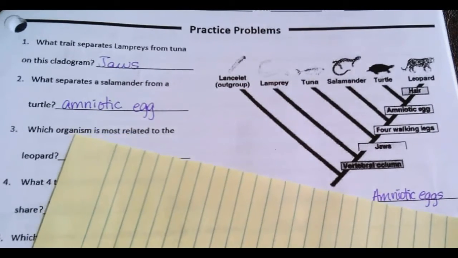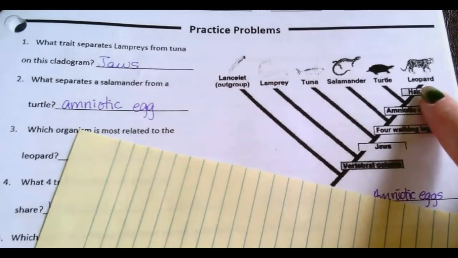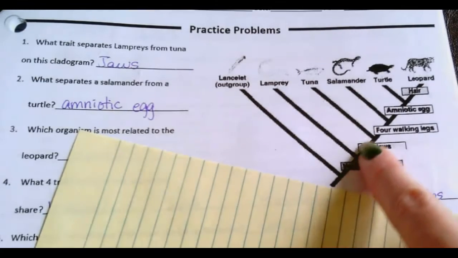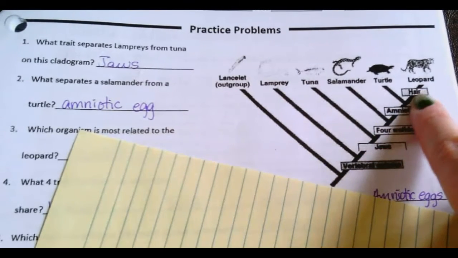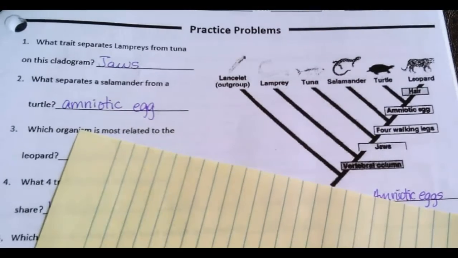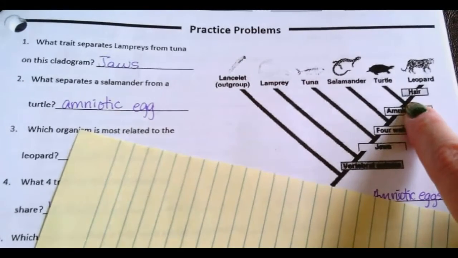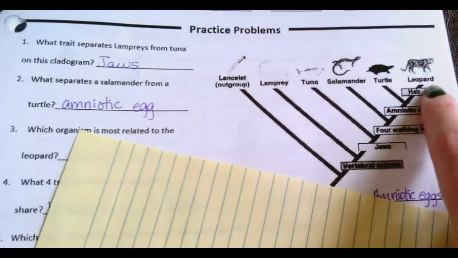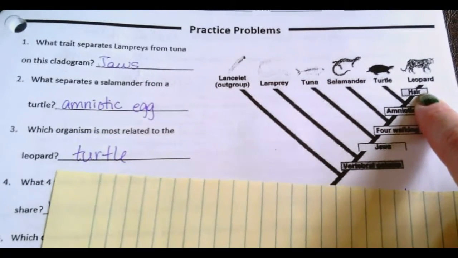Number three, which organism is most related to the leopard? If we look up here at the leopard, the most closely related means that it traveled along this timeline with it the longest, and that would have been the turtle, because they went all the way to this point in history together before the leopard went its own way and the turtle went its own way. So this branching happened last out of all of these branches. So the leopard is most related to the turtle.